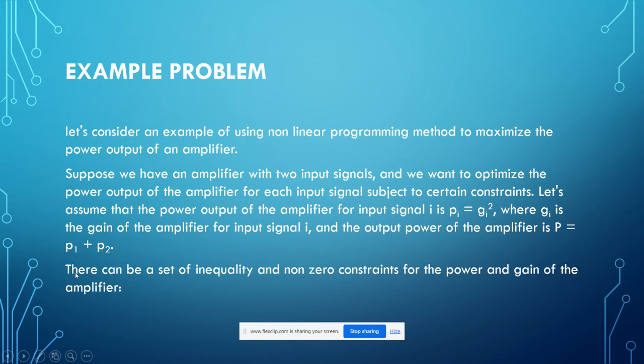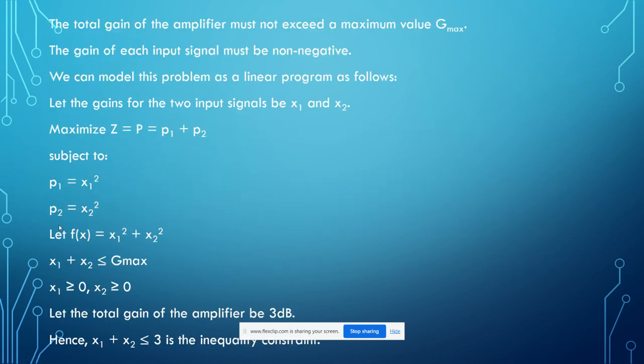We also have a set of inequality constraints: the total gain of the amplifier should not exceed the maximum value G, and the gain of the input signal must be non-negative. So these are the constraints. Total gain of the amplifier is less than or equal to G max, and the gains are always positive. So the objective function is P equal to P1 plus P2, maximizing the output power. P1 equal to x1 square, P2 equal to x2 square.